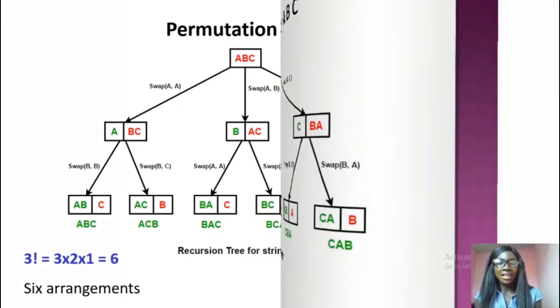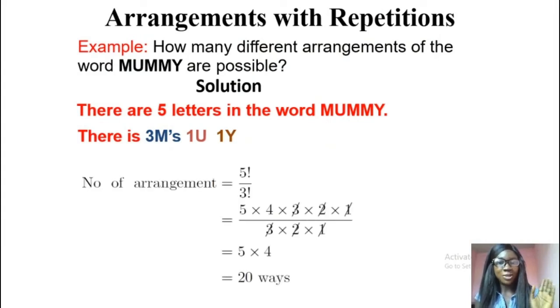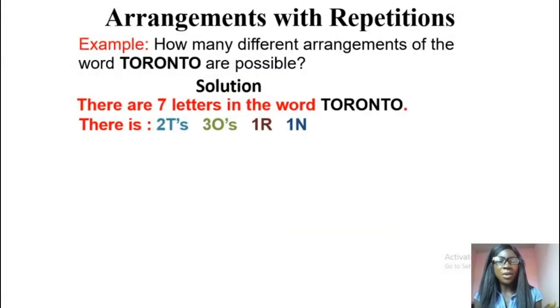Okay, so let's see our next example. I believe this is clear. I just want to believe it's clear. So let's see the next example. How many ways can we arrange the word Toronto? In Toronto we have 7 letters.